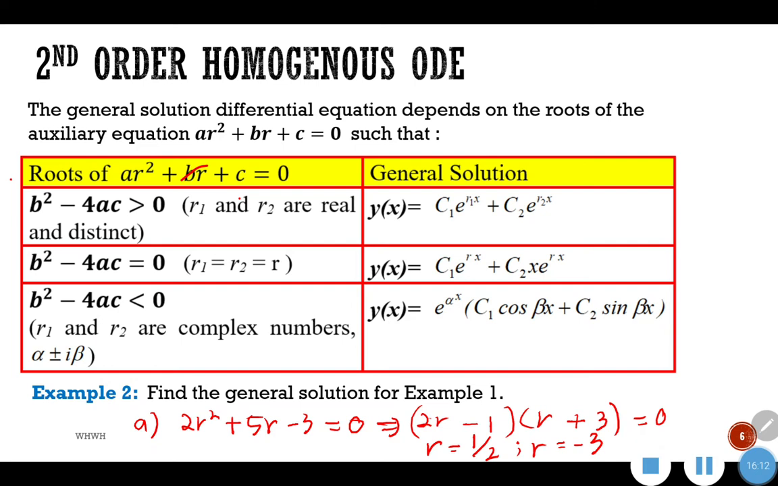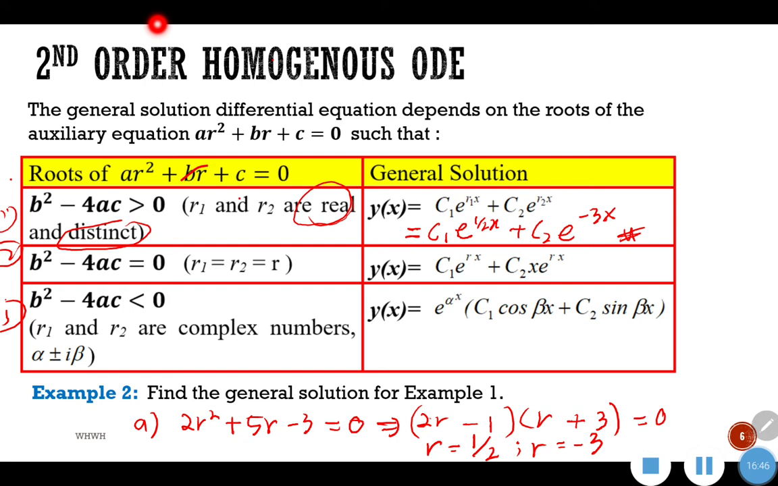So which case does it seem to be? Case number 1, 2 or 3? Are our r1 and r2 real or not? Are there imaginary parts? No, right? So the solutions are real. Then for our solution, we're going to use case number 1, where our value is c1 e to the power of half x plus c2 e to the power of minus 3x. Simple, right? So we are done with example 2A.